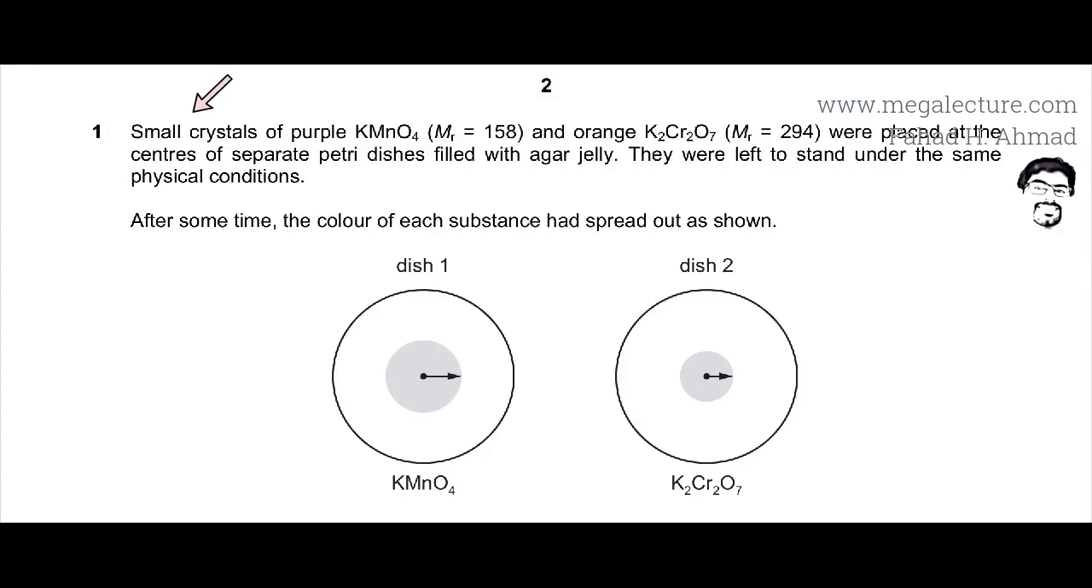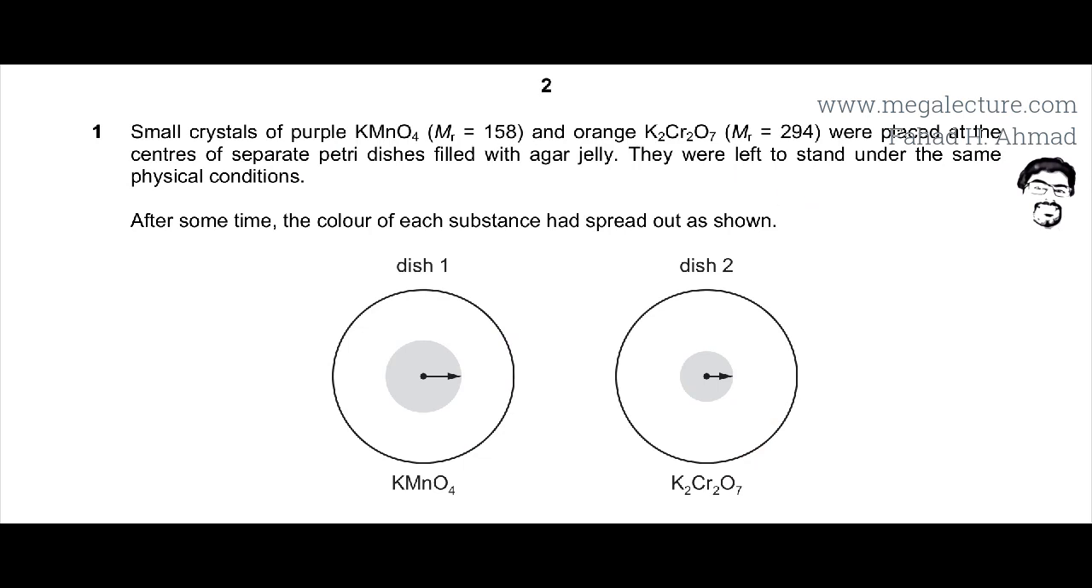The following question reads that a small crystal of purple KMnO4 and orange K2Cr2O7, the Mr is also provided, were placed at the center of separate petri dishes filled with agar jelly. They were left to stand under the same physical conditions. So you have these petri dishes with K2Cr2O7 and KMnO4. The colors are also given, and after some time, the color of each substance had spread out as shown.